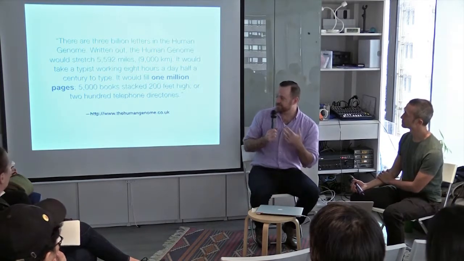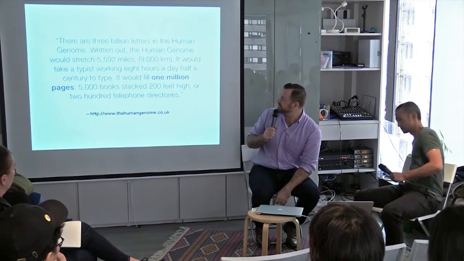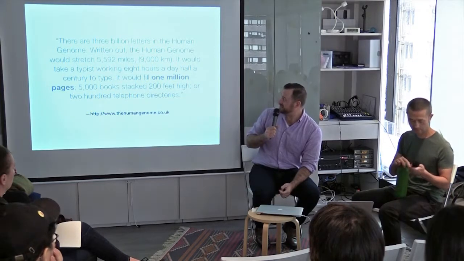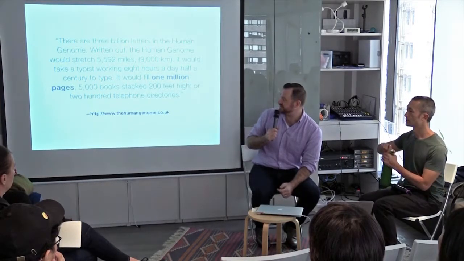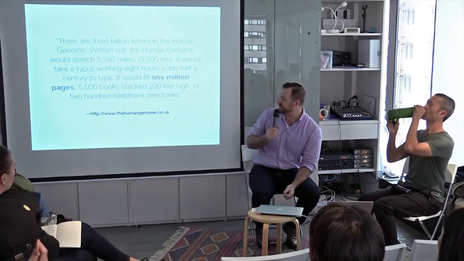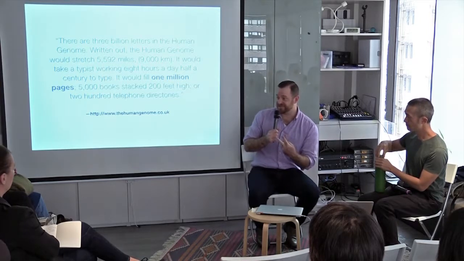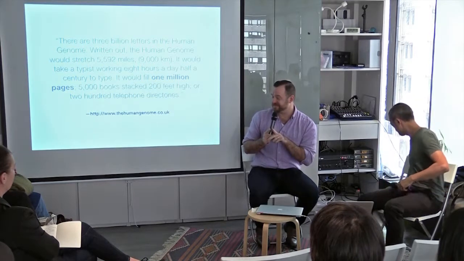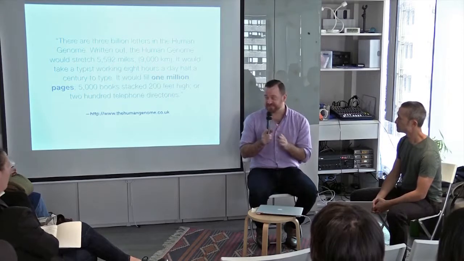If you just took one copy of our whole genome and wrote it out by hand, it would take a typist working 8 hours a day half a century to type, and it would fill a million pages or 5,000 books stacked 200 feet high. So that's a heck of a lot of information. So it's literally an entire library. And then you consider that each of our cells contains two copies of that library, right? Each strand of DNA is redundant, right? Because each strand has all the information. It's complementary.